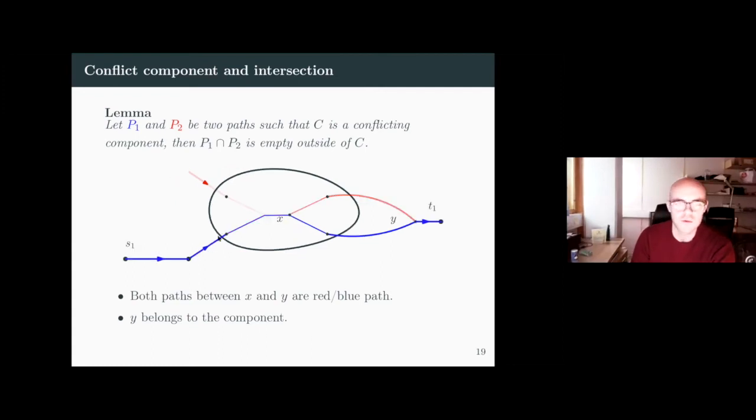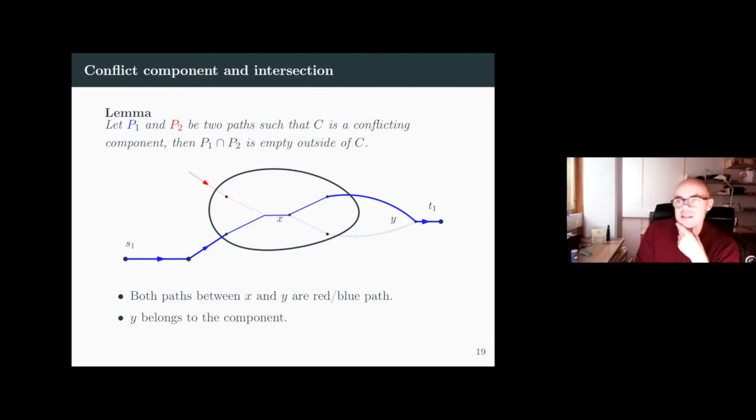Another way to look at it is to say that because they have the same lengths, if you want to go from S1 to T1, then you can replace this subpath by this path. This is a path of the same length, so it's also a shortest path, and it means that this is red and blue. So Y belongs to the component, and we reach a contradiction. Conflicting components are a bit strange, but if P1 and P2 are conflicting, then everything outside is fine. There is no possible intersection.